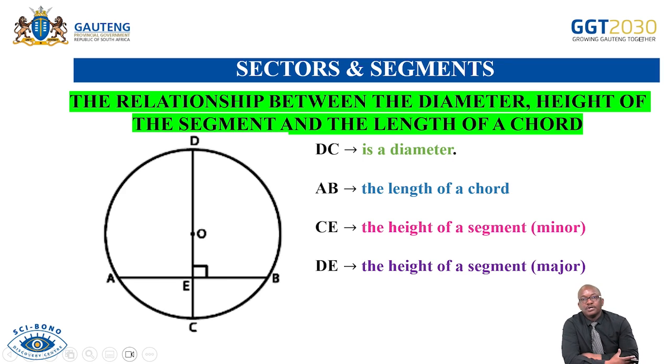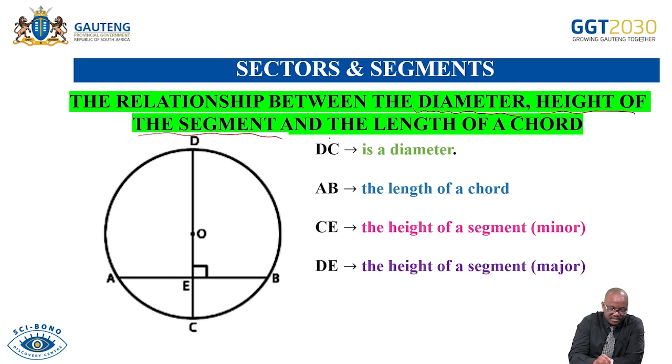Then we go to the second part of the lesson, where we will be dealing with the relationship between the diameter, the height of the segment, and the length of a chord. In this topic, you will be given a diagram like the one that I am giving you. Remember, drawings of sketches will differ, but the interpretation will be the same.